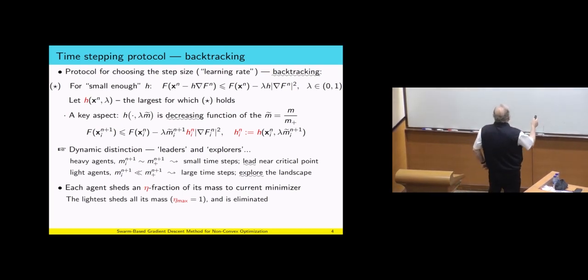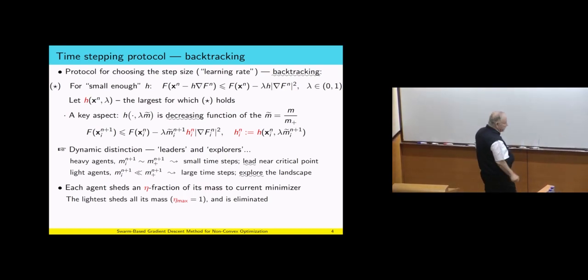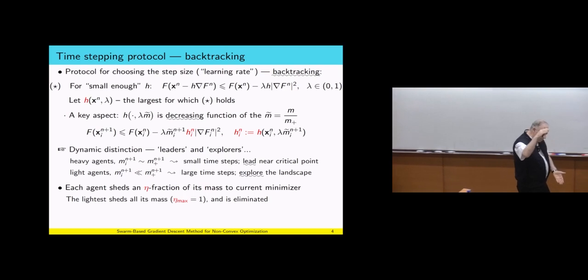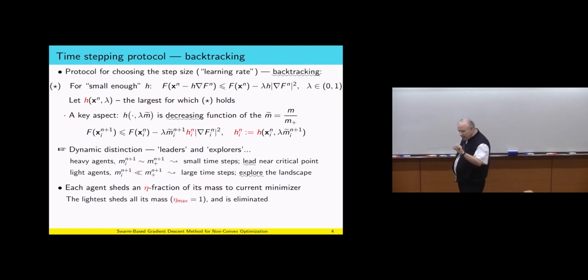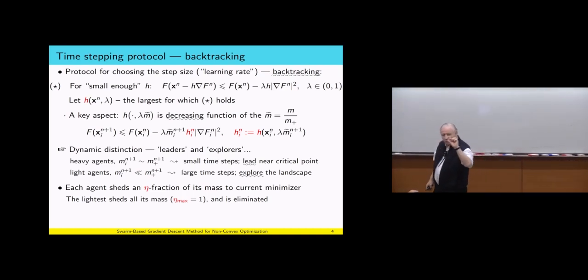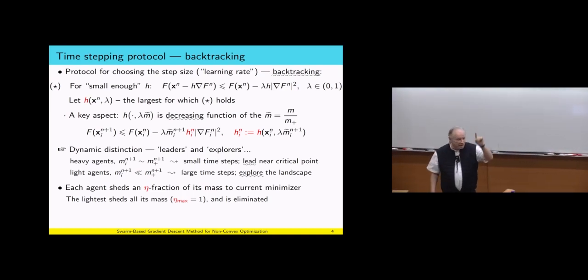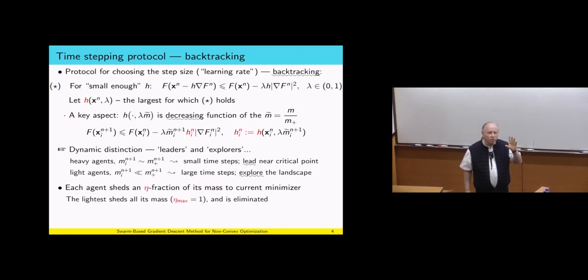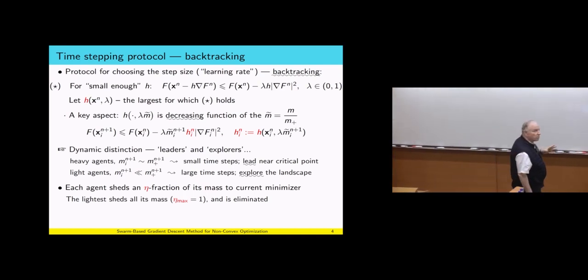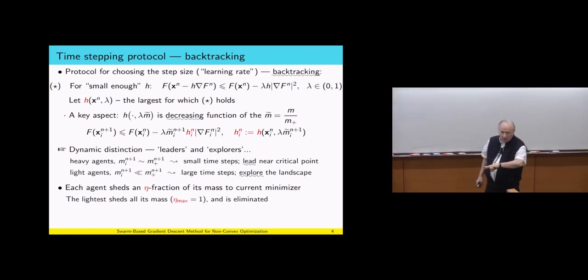Now, in this process, each agent, we remember, sheds an eta fraction of its mass to the current minimizer. You remember that? If I'm really high, I have to take most of my mass and let it go away. If I'm very close to the bottom, then only a small fraction of my mass is eliminated. In particular, the agent which is the worst, the highest, will eliminate all its mass. He will be dead. So only the fittest will survive. And in every stage, the number of agents will go down by 1.